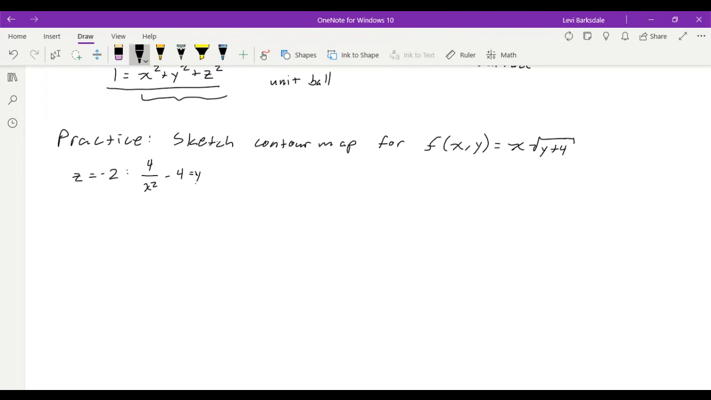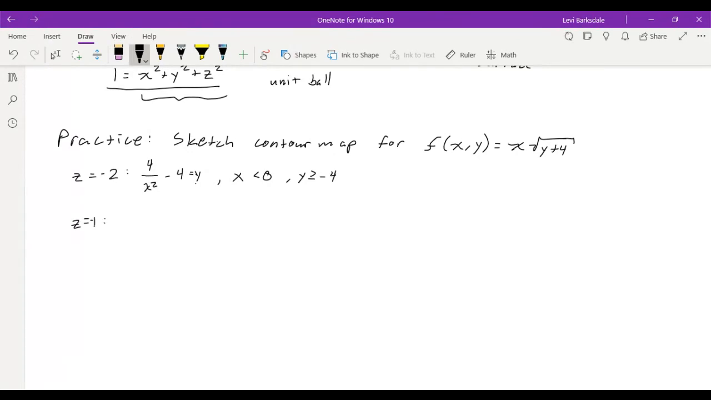But in order for z to be -2, either x or the square root of y plus 4 would have to be negative. Since the square root of y plus 4 would never be negative, that tells us x has to be smaller than 0 in order to get a negative z value. Also, y has to be bigger than or equal to -4, because if it's smaller than -4, we would end up taking the square root of a negative number, so that's not allowed.